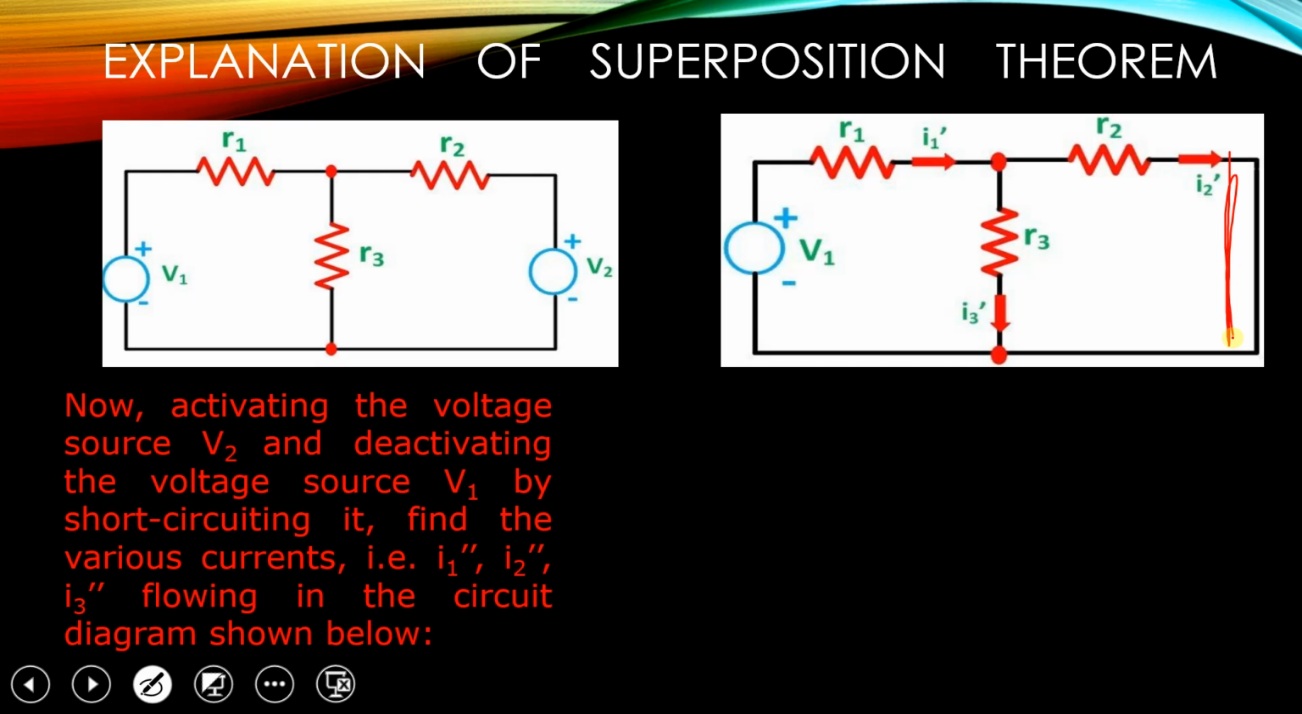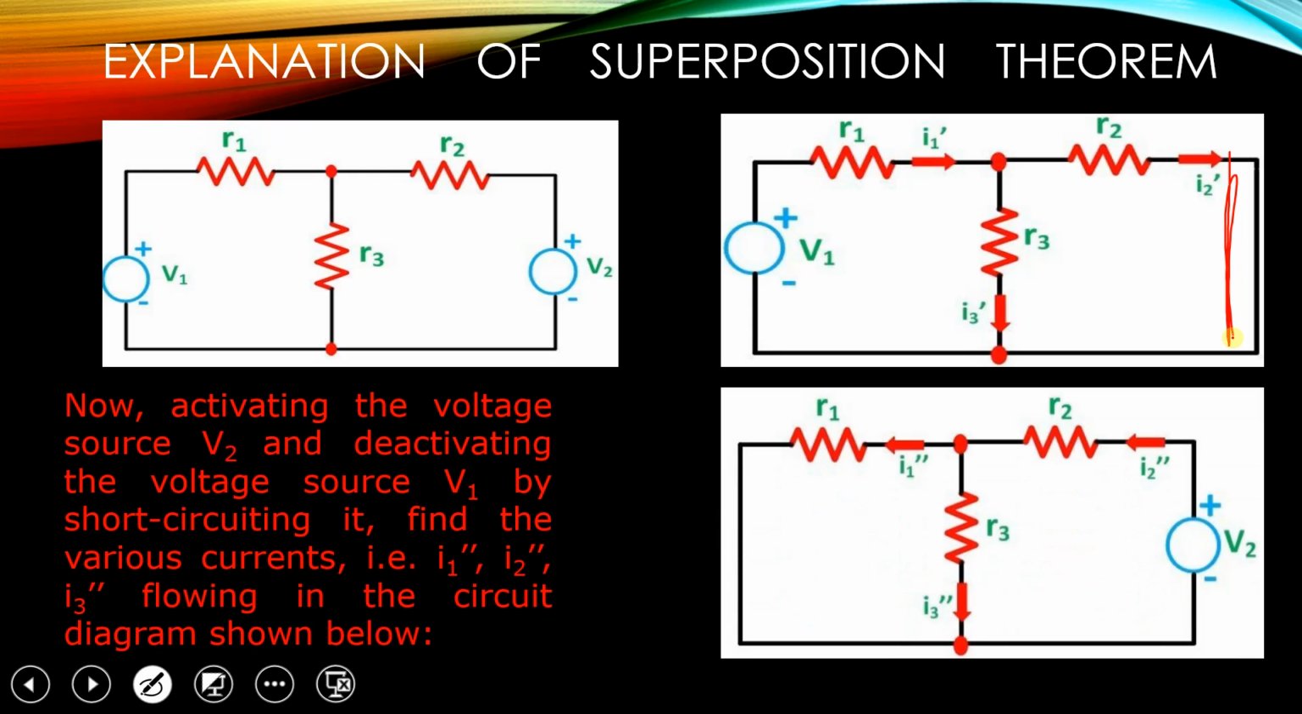Now find the various currents, that is I1 double dash, I2 double dash, I3 double dash, following the circuit as shown here. In this diagram we are considering the V2 voltage and we short circuit V1. Now the directions of current are according to this voltage source. This is I2 double dash, I1 double dash and I3 double dash. Now we find the values of these three currents.